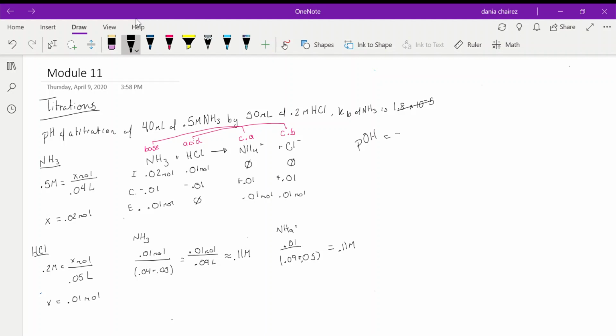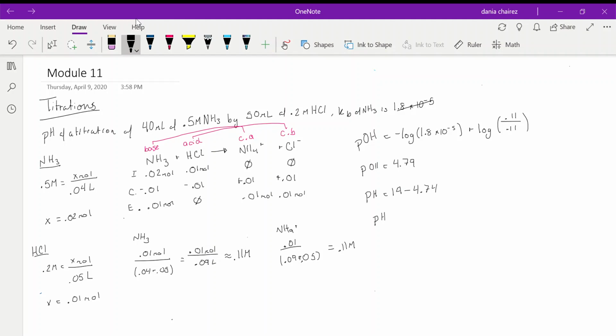So we're going to do the negative log of the Kb, which is 1.8 times 10 to the negative 5. My underline looks like I crossed that out, but that's just it being underlined, I promise. Plus the log of our conjugate acid, which is 0.11, over our base, which is 0.11. So then our pOH is equal to 4.74. So our pH is equal to 14 minus our pOH, which is 4.74.